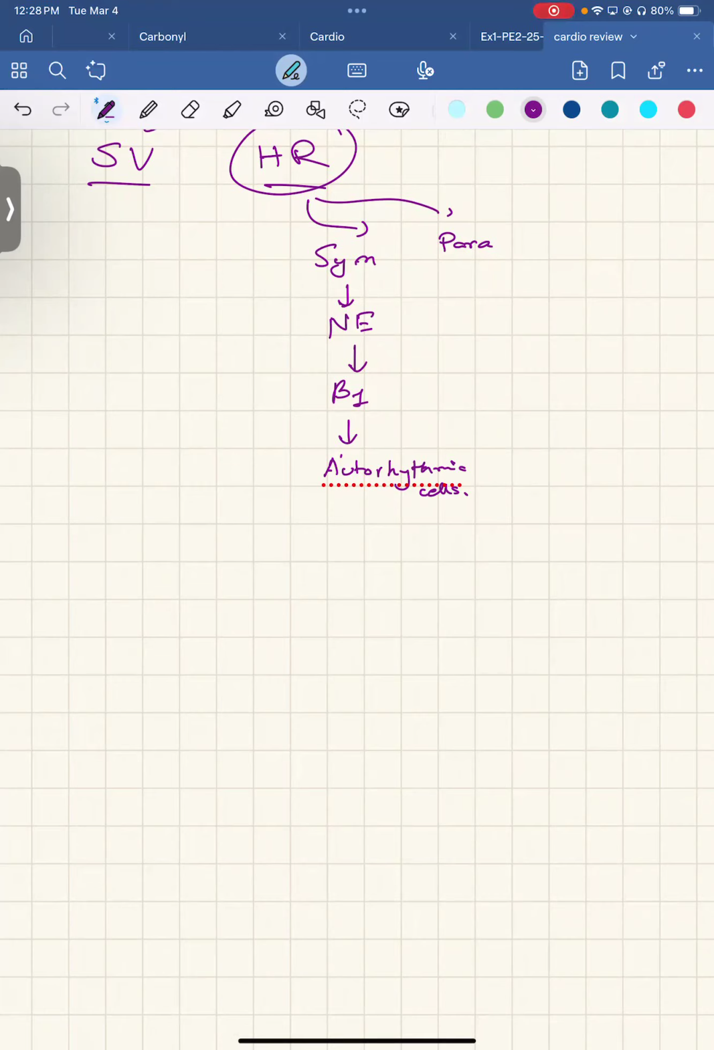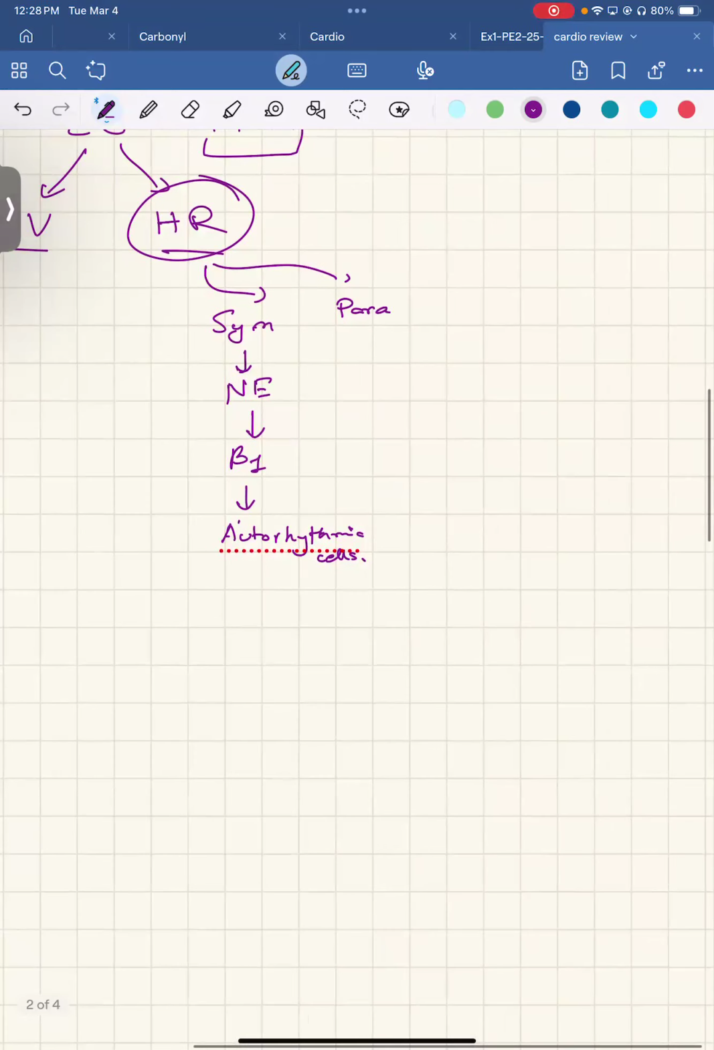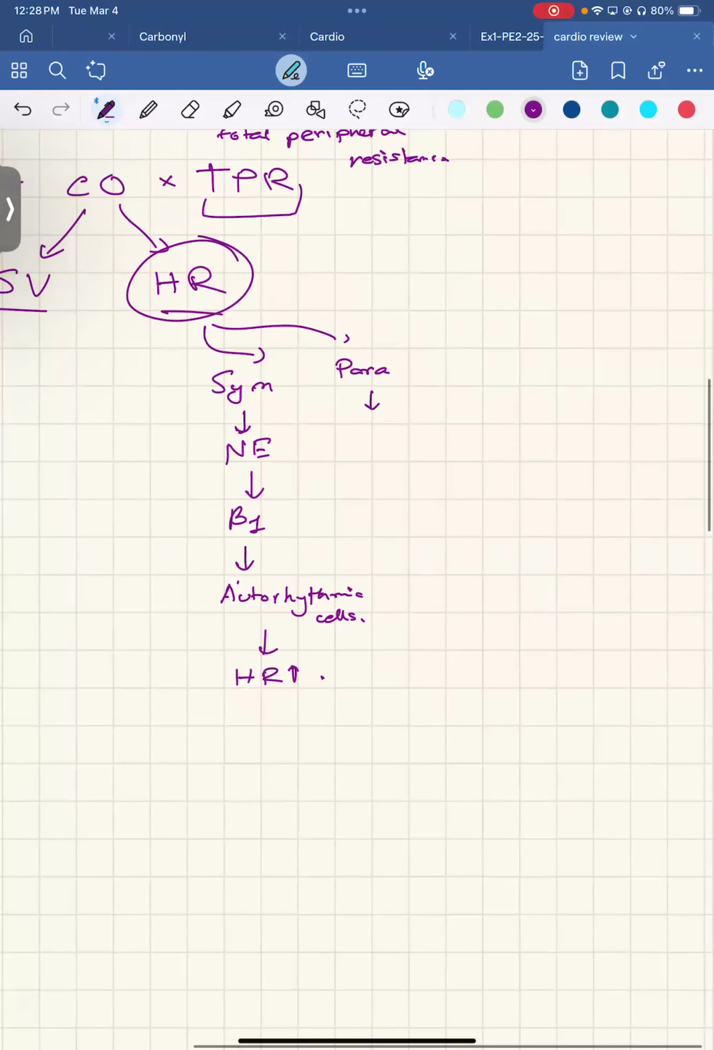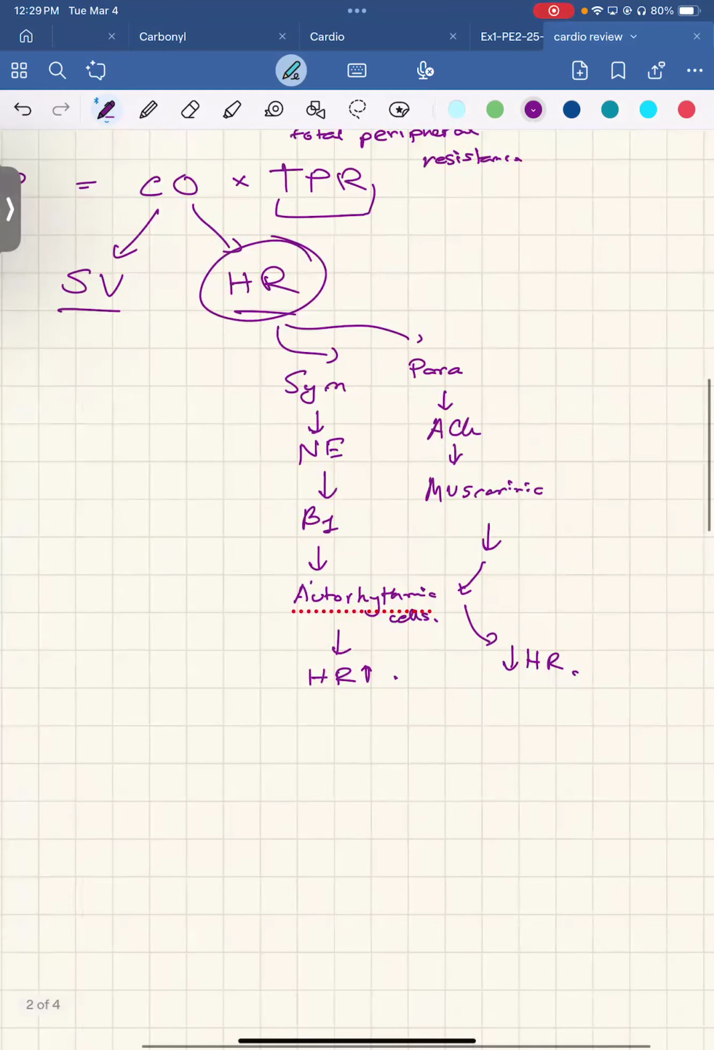You did learn these previously somewhere. Anyway, so that would cause the heart rate to increase. Simple. Okay. Parasympathetic was the opposite. Do you remember what neurotransmitter was being released by the postganglionic neurons of the parasympathetic? And that was binding to what receptor? Perfect. And what do they do eventually? It is also on the autorhythmic cells, right? What do they do? Perfect.